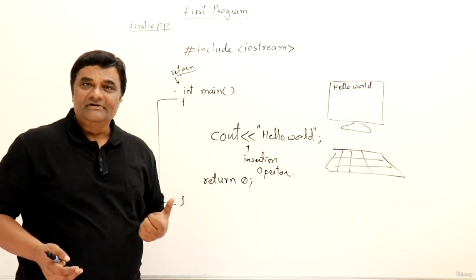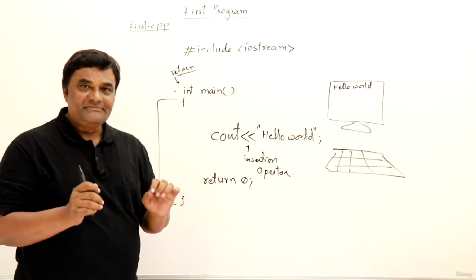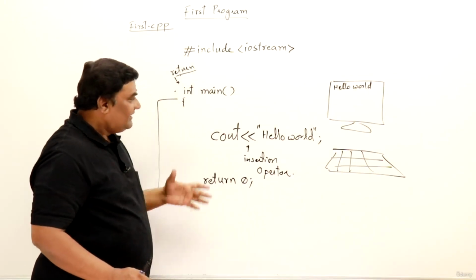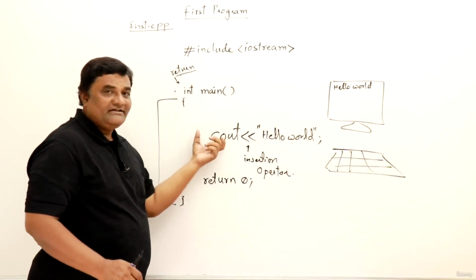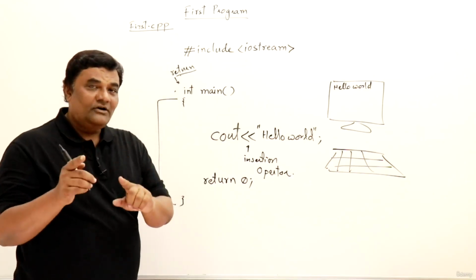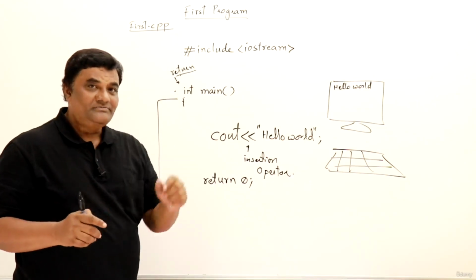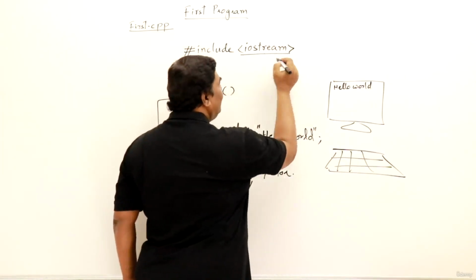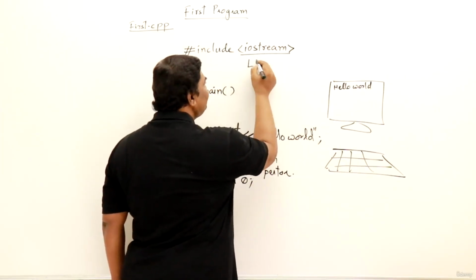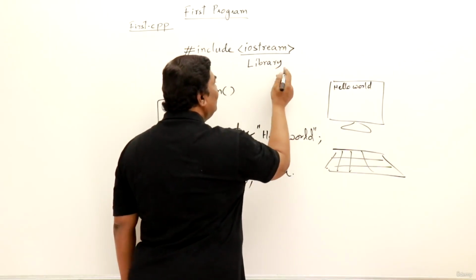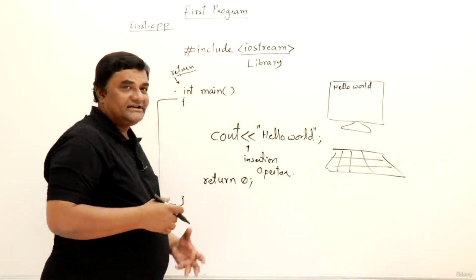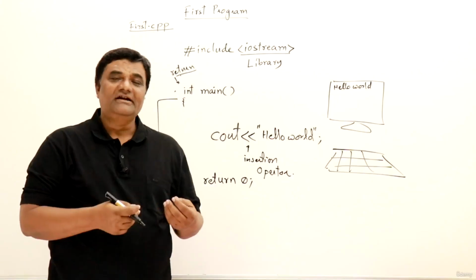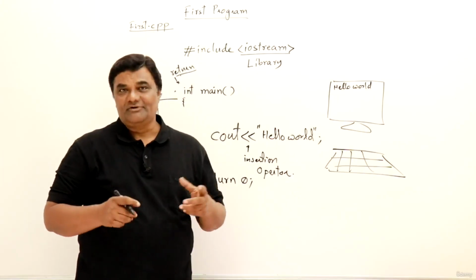Where did this cout come from? We know that for every C++ program, we should write int main, flower brackets, and return. Then whatever we are writing here, where does this cout come from? This cout object, as well as the cin object, is present inside the iostream header file. So actually this is a library. A library contains a collection of built-in objects or functions that a programmer can use to easily write programs.